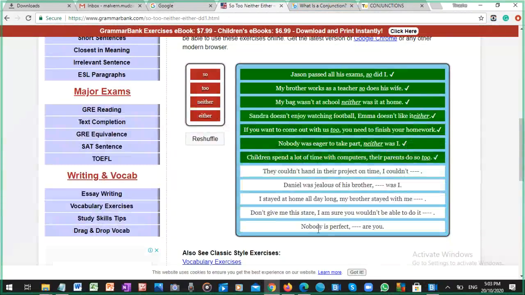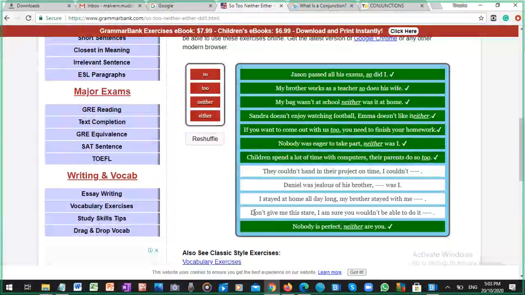Now I want you to look at this one. Nobody is perfect. What do you think? Nobody is perfect, dash are you? Well done. That's correct. Neither are you. So if there is nothing, remember, the correct answer was neither. So are you is common, it's used, but the correct one is neither. Does that make sense? Okay. But whenever you see nobody and you're asked to put a conjunction, just know that it's neither. Does that make sense? Okay.